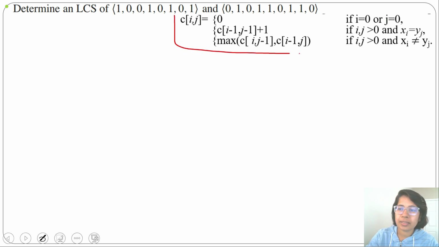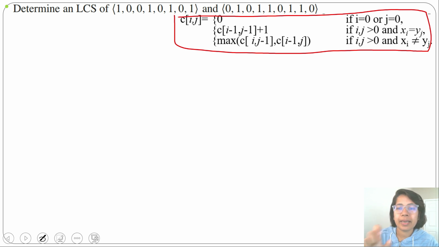This is the recurrence relation for C[i][j]. C[i][j] is the length of the LCS. It will be 0 if either i or j equals 0. It will be C[i-1][j-1] + 1 if Xi equals Yj. If Xi not equals Yj, it will be the maximum of C[i][j-1] and C[i-1][j]. I discussed the LCS length algorithm based on this recurrence relation.